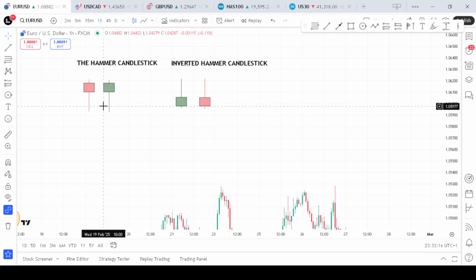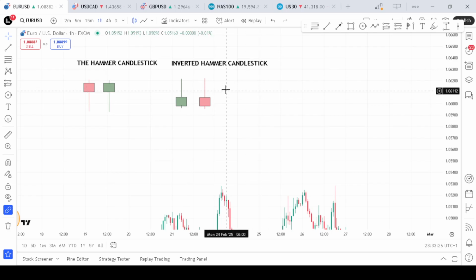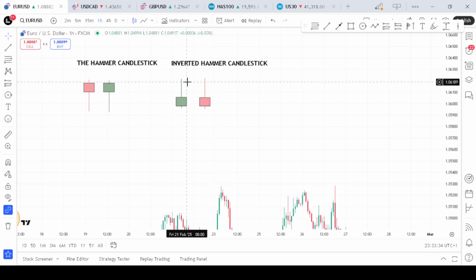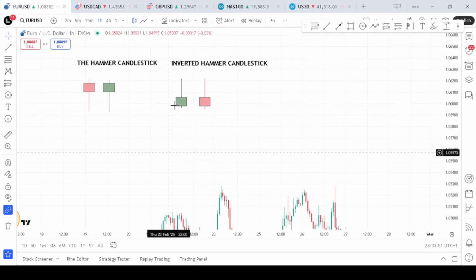Now we have to understand the essentials of the inverted hammer candlestick. The inverted hammer candlestick is another important candlestick pattern that also signals a potential reversal, and it appears during a downtrend. So the inverted hammer and the hammer both appear in a downtrend. They show a potential reversal, but they appear during a downtrend.